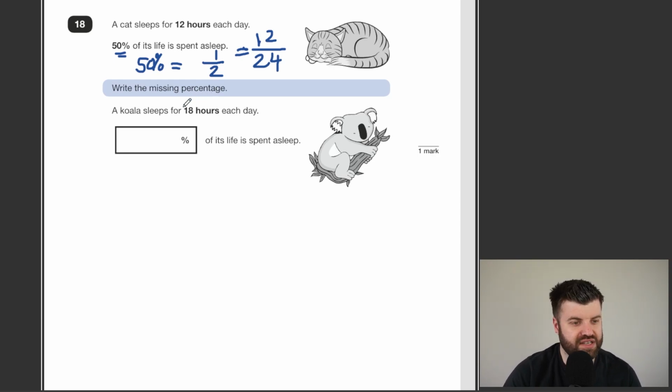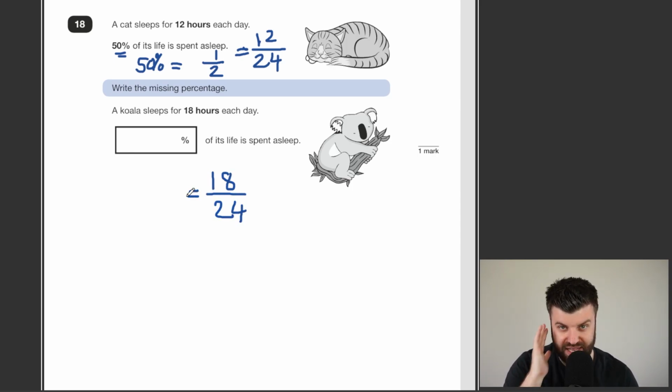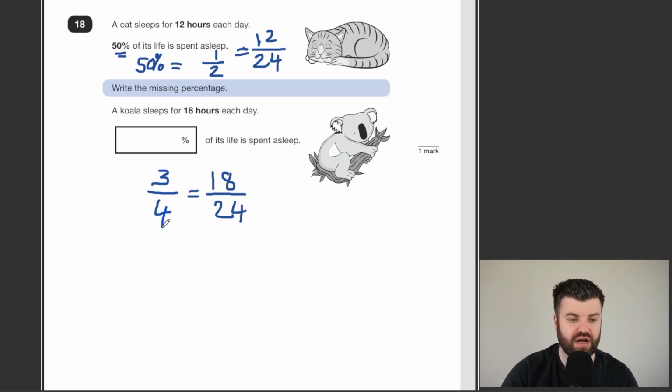Write the missing percentage. A koala sleeps for 18 hours a day. What percentage of its life is that? Well, again, let's do the same as above. 18 over 24. Let's simplify this. Divide them by 6. We get 3 over 4. Aha, 3/4. And if you know your fractions, decimals, percentages conversions, you should know that 3/4 is 75%. So we're going to put 75% in right there.